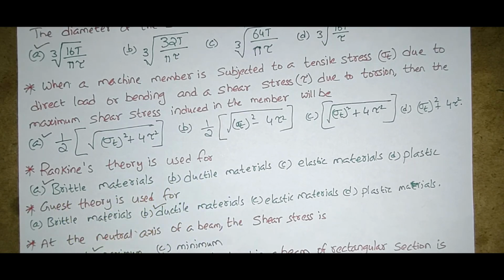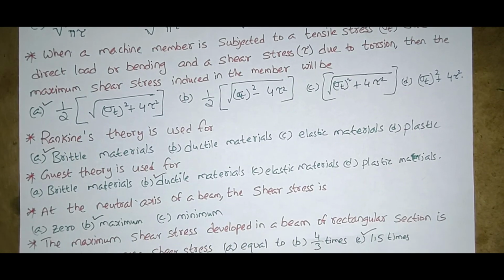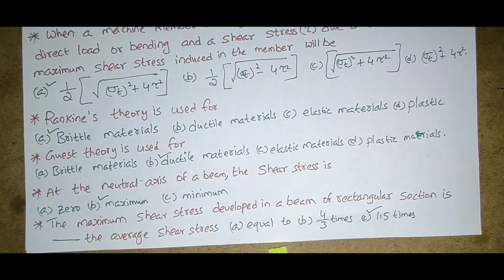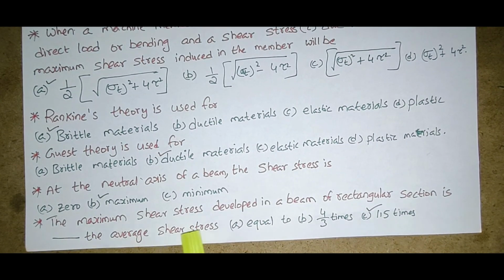Okay. At the neutral axis of a beam, the shear stress is zero, maximum or minimum. So at the neutral axis of a beam, the shear stress is maximum. The maximum shear stress developed in a beam of rectangular section is dash times the average shear stress, with options 4 by 3 times or 1.5 times. So it is 1.5 times the average shear stress.